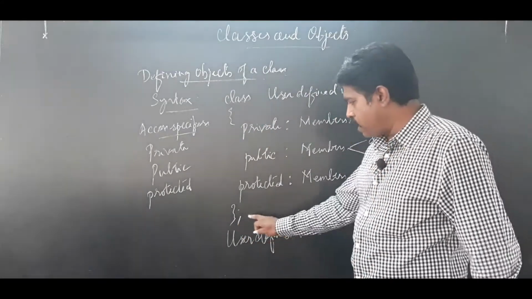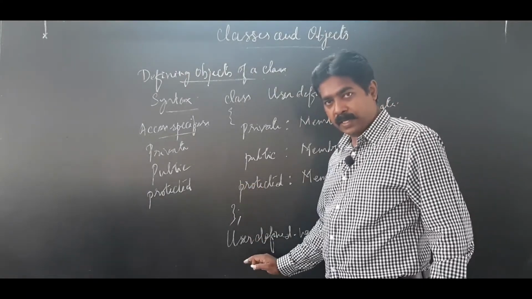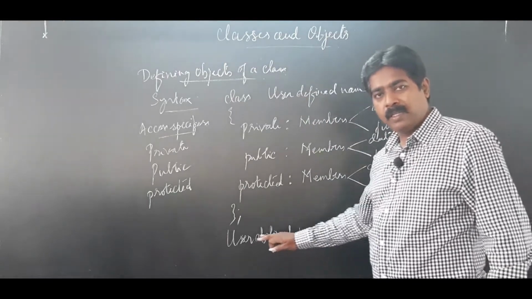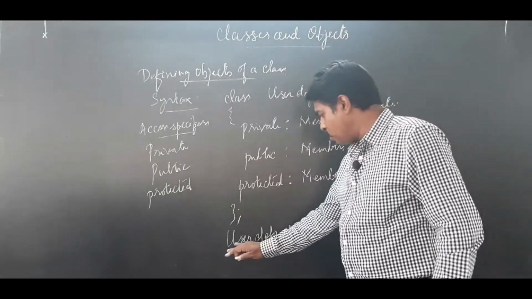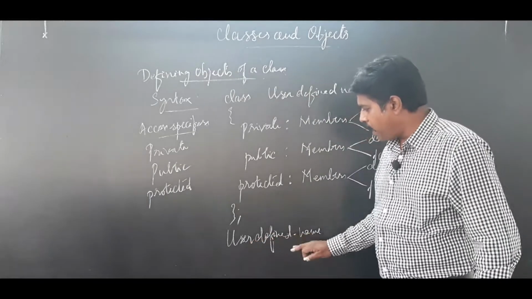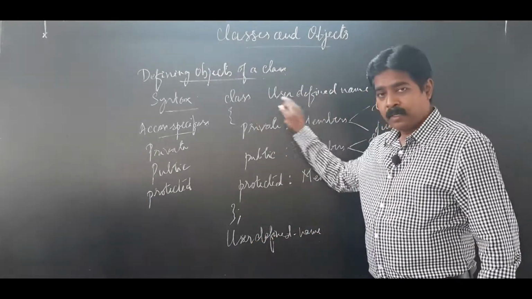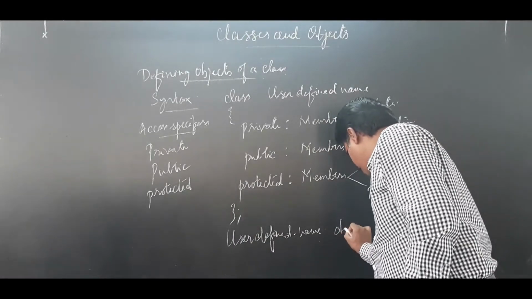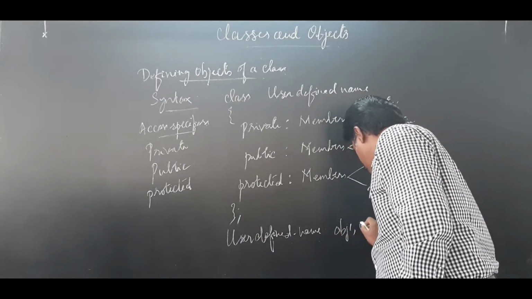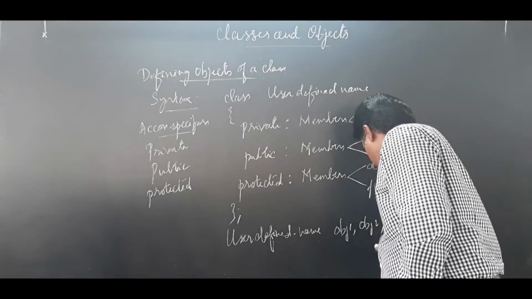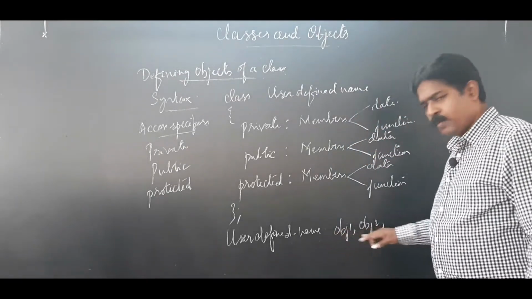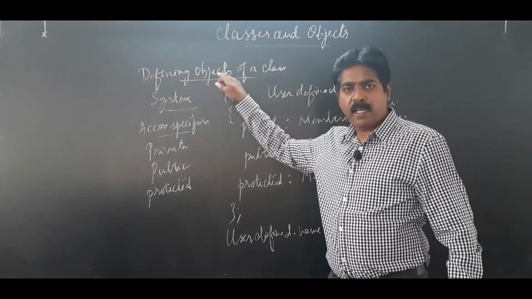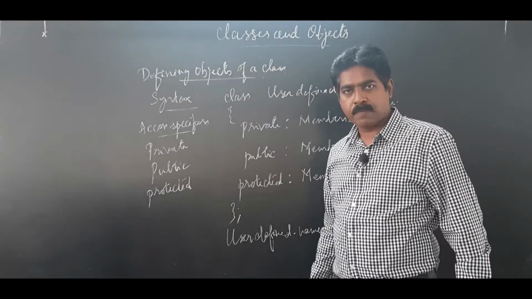In the previous class I told you about the semicolon because there is a continuity of this class. The continuity will be in taking up the object or creating the object for this class. So the user defined name will be the class name, and then we are going to write the object name here. So I am going to write in the syntax obj1, obj2. Any number of objects we can write. This is the way we will be defining the objects of a class.